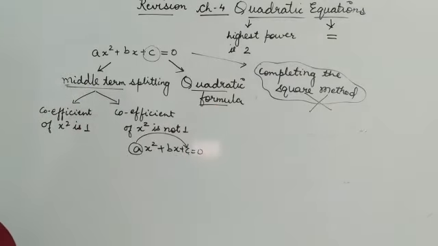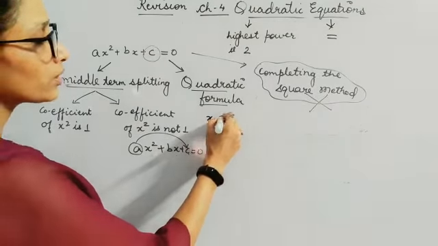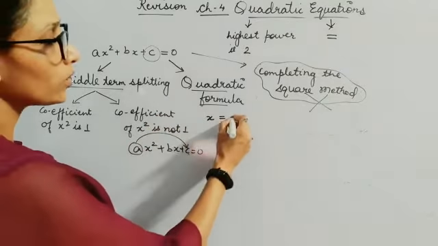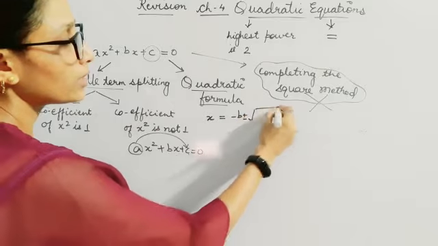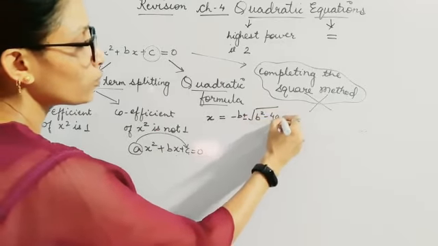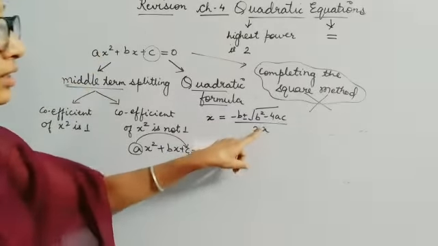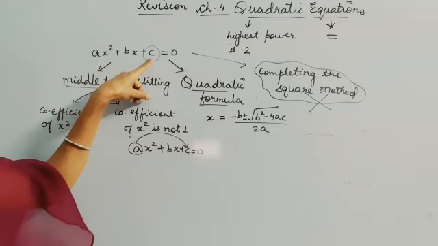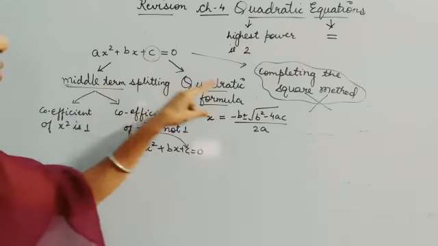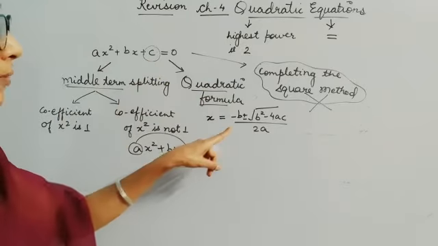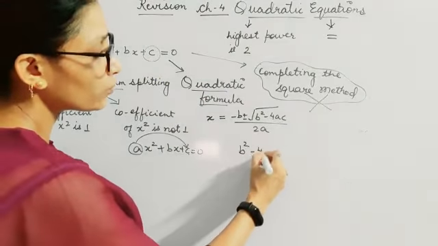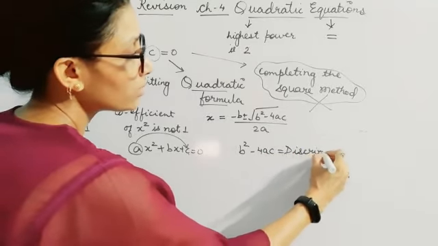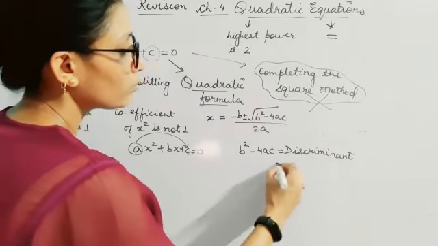When you talk about the quadratic formula, you need to remember how we can find out the roots of a quadratic equation. So it is x equal to minus b plus minus under root b square minus 4ac upon 2a, where a is the coefficient of x square, b is the coefficient of x, c is the constant term. So you will be writing the values from your given quadratic equation. Now this b square minus 4ac is also known as the discriminant, which is represented with capital D.